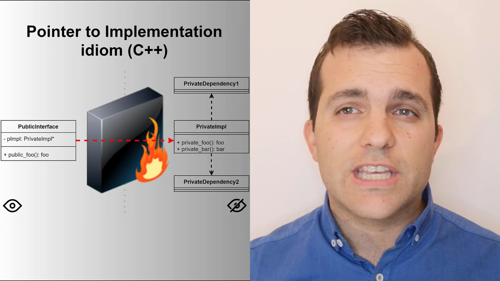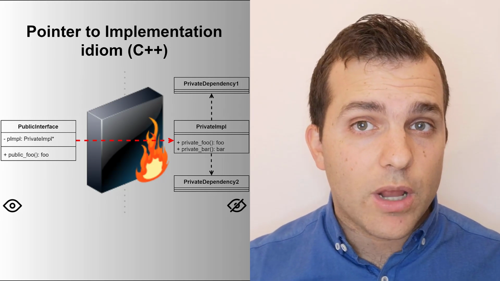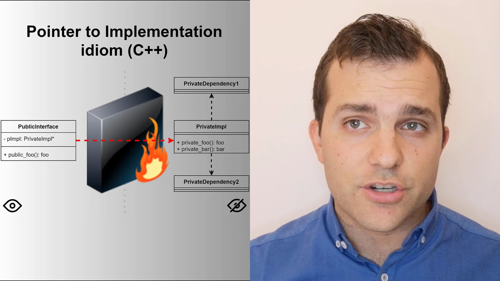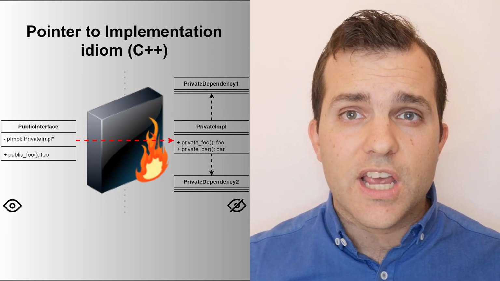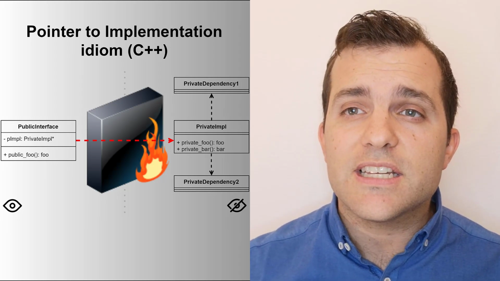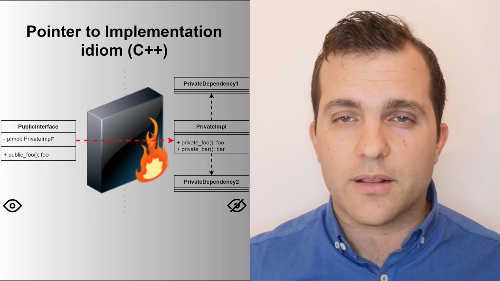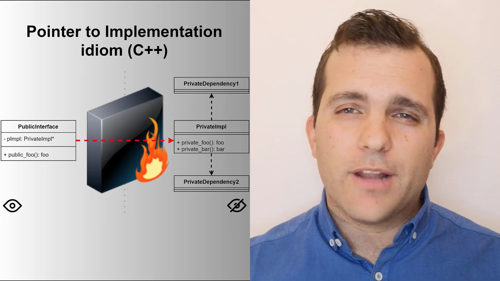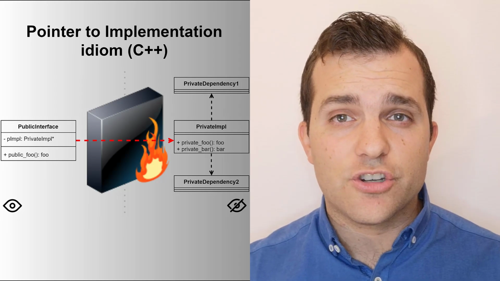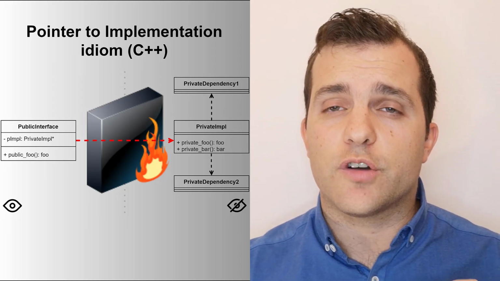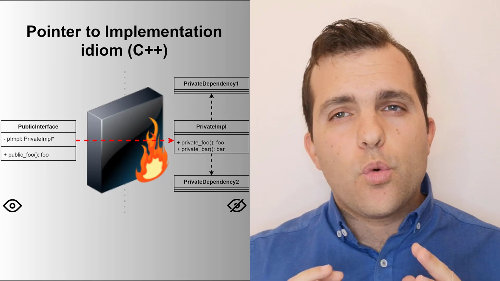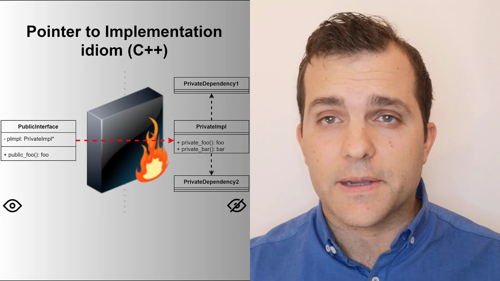pImpl allows you to skip sharing the dependencies as well as the private member declarations of the said components, which would have been otherwise necessary to include in the header file. Number three, pImpl allows you to switch class implementations transparently to the user of the class. You can determine which class to use during linking.